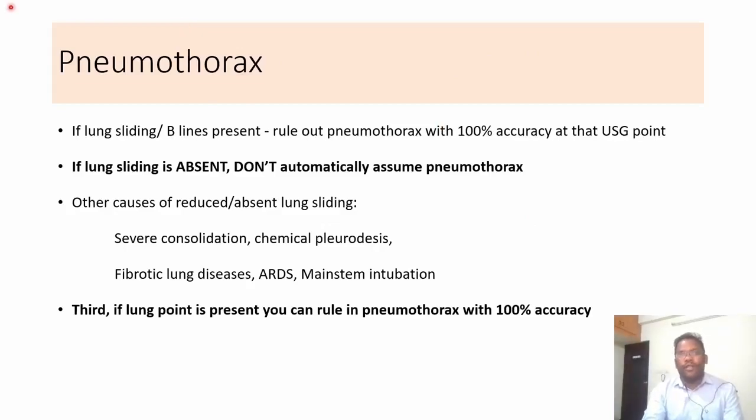Coming to the pneumothorax, we have already seen what is lung sliding, what is seizure sign, what are V lines and E lines. In lung ultrasound, the presence of sliding along with the V lines typically rules out the pneumothorax. But the absence of lung sliding is also seen in multiple conditions like severe consolidation, severe ARDS, mainstem intubation, chemical pleurodesis, and some fibrotic diseases. So, in absence of lung sliding, look for two important signs. One is barcode sign, another one is a lung point.